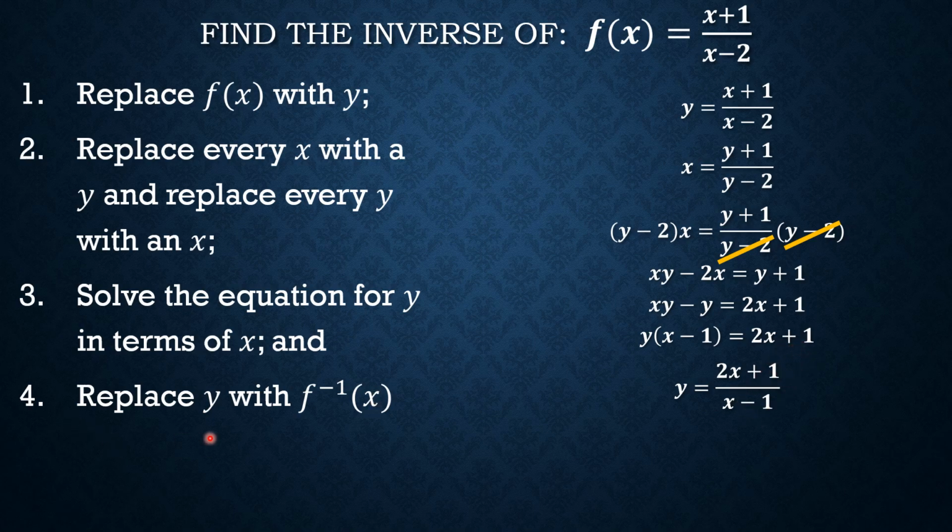Okay? So, last, replace y with f inverse of x. So, yan. The inverse of x plus 1 all over x minus 2 is 2x plus 1 all over x minus 1.